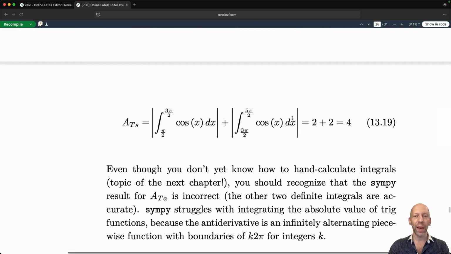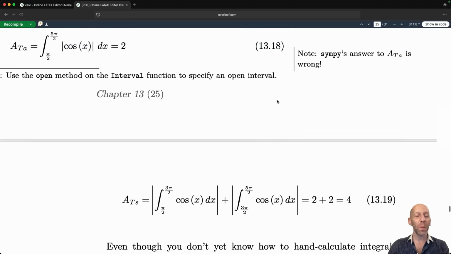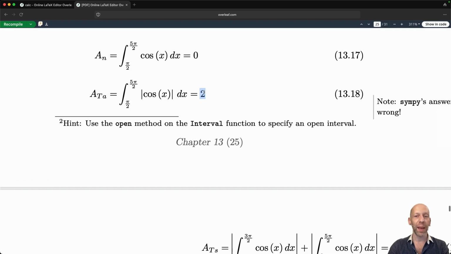Okay, and then here we have that the net area of each of these mini segments, these little intervals, is 2. Now this one is minus 2, this one is plus 2, but then we take the absolute value, and 2 plus 2 is, what is 2 plus 2? Pretty sure it's 4. Okay, so there we get that. Now, this number here also needs to be 4, okay? This is the total area calculated through the absolute value of cosine in these same bounds, and here SymPy gave us an answer of 2. This is an error. This is not supposed to be that way.